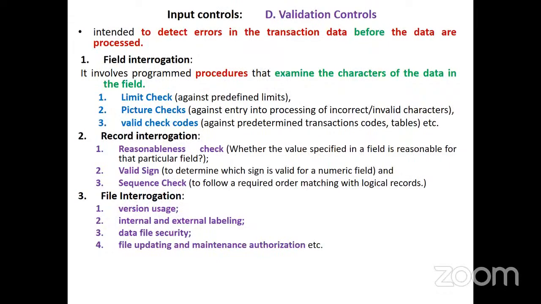So it may be, we have shifted to, let's say, version 6. Suppose you are using version 5, then that is wrong. So file interrogation: internal and external labeling. What is internal and external labeling?